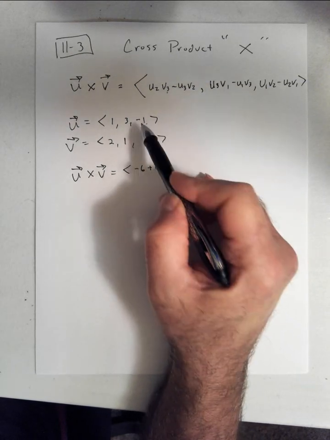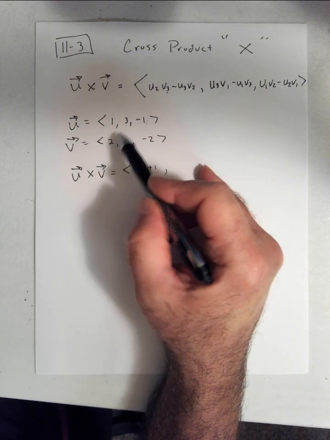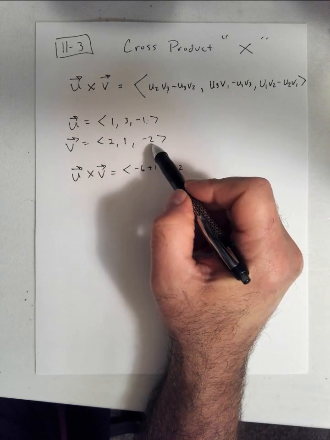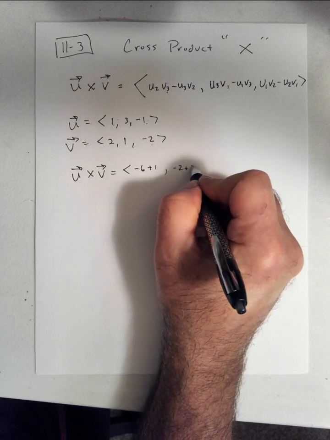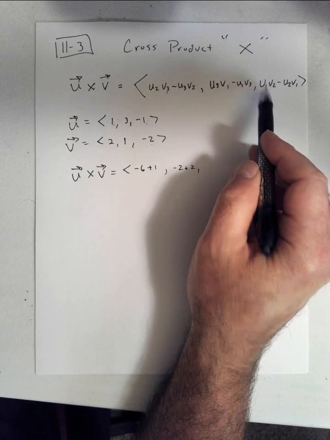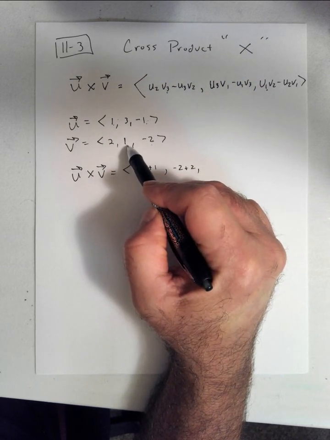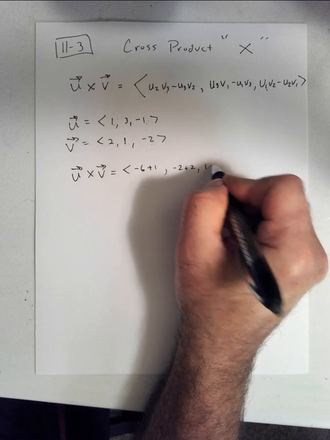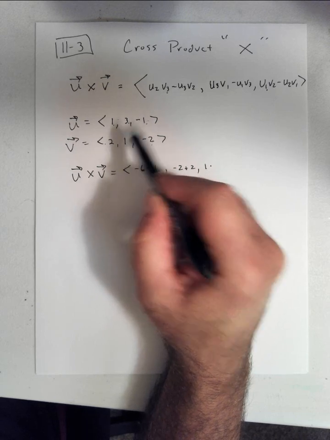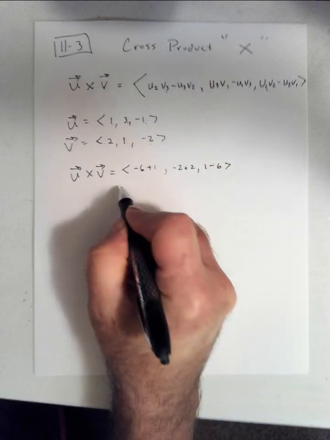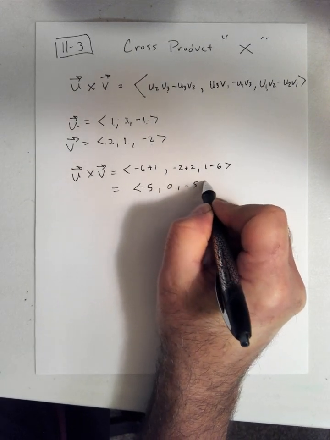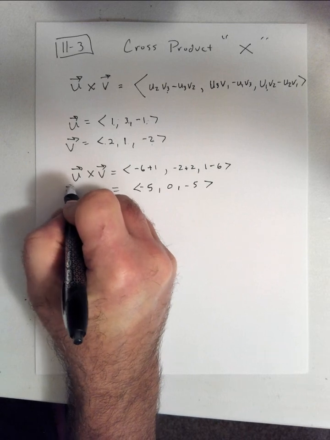Then it's u3 times v1, so that's negative 2, minus u1 v3, so that's also negative 2, so that becomes a plus 2. And then the third coordinate, we have u1 times v2, so that's 1, minus u2 times v1, so minus 6. Or negative 5, 0, negative 5. So this is the vector u cross v.